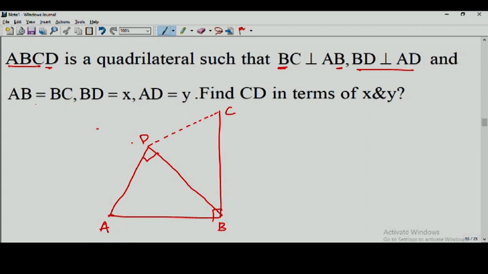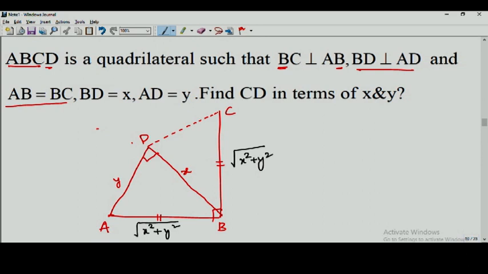And now the next condition is AB is equal to BC. BD is given equal to x and AD is given equal to y. Find CD, the value of this dotted line, in terms of x and y. So now how to do this? Let's see. As this is a right angle triangle, AB will become the hypotenuse in triangle ADB. Therefore, it will be square root of x square plus y square. As AB is equal to BC, BC is also square root of x square plus y square.